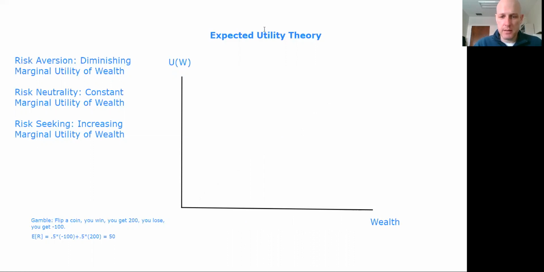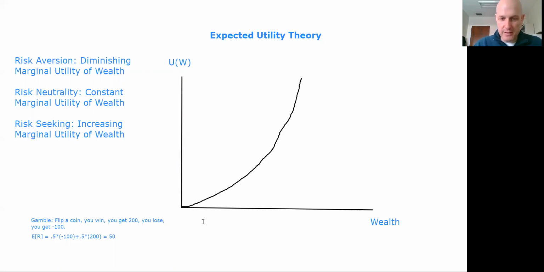Let me get rid of that. And let me draw somebody who is a risk seeker. In this case, the risk seeker has an increasing marginal utility of wealth. That is, the risk seeker has a convex utility function across wealth. Let me draw this. It's going to look something, that's horrible, but whatever. It's going to look something like that, all right?